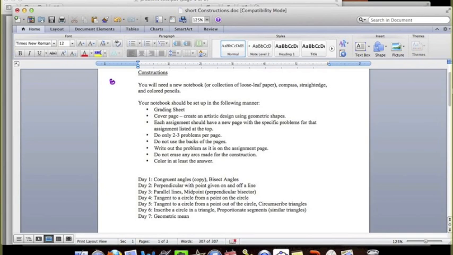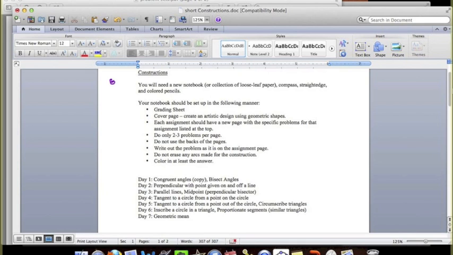Okay, our next unit is going to be on something called geometric constructions. What a geometric construction does is we can create different geometric things that we've studied this year, like angle bisectors or like a tangent to a circle, without the use of any distinct measuring tools like a protractor or a ruler. Okay?